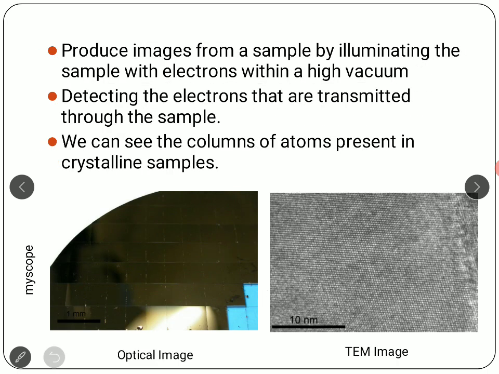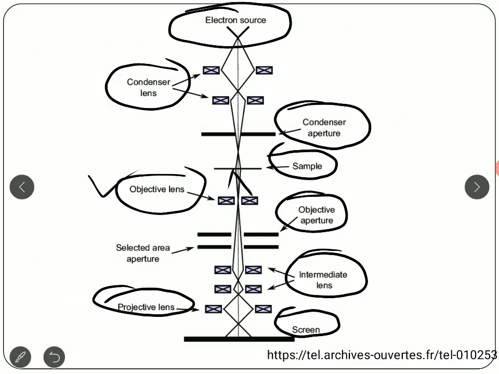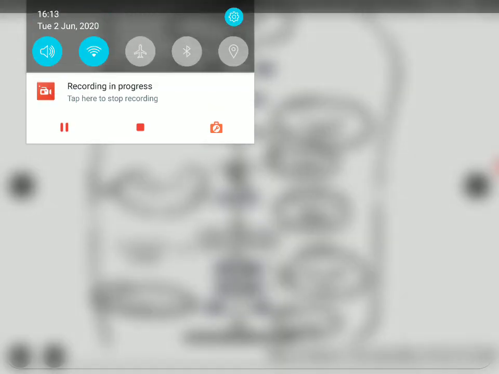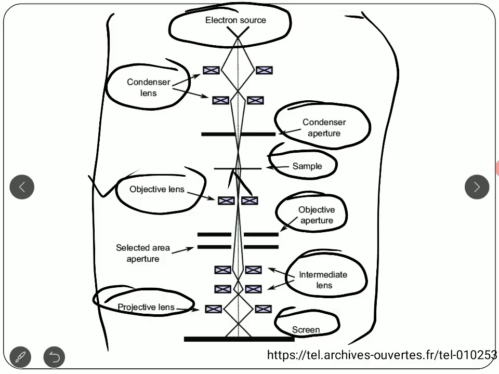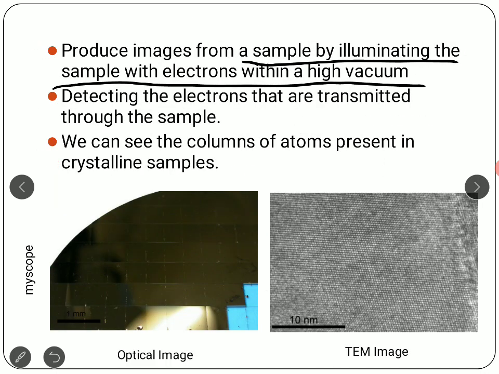So it basically produces an image from a sample by illuminating the sample with electrons within a high vacuum. This entire setup is placed under a very high vacuum for the reasons we have already discussed in the previous classes. We don't want additional signals to get produced, and we don't want any ionization of air and so on. So we detect the electrons that are transmitted through the sample.